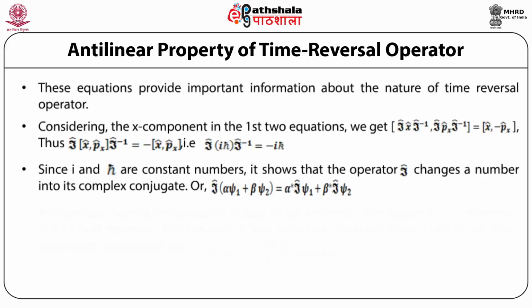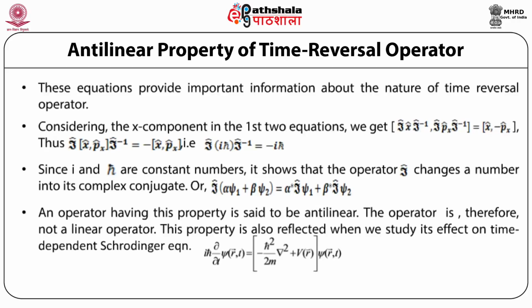And thus, if we have a sum of two such numbers or wave functions, that is alpha times psi 1 plus beta times psi 2, then the time reversal operator acting on alpha times psi 1 plus beta times psi 2 gives us the complex conjugate of alpha times the time reversal operator acting on the wave function psi 1 plus the complex conjugate of beta times the time reversal operator acting on the wave function psi 2. And in this manner, an operator having this property is said to be antilinear, or in other words, the operator is therefore not a linear operator.